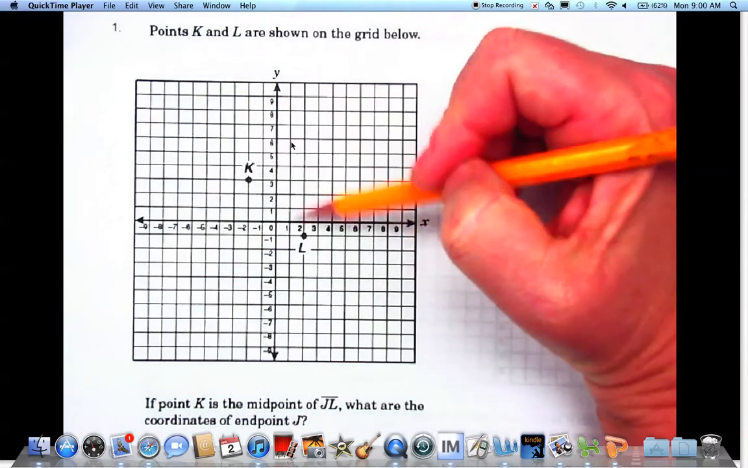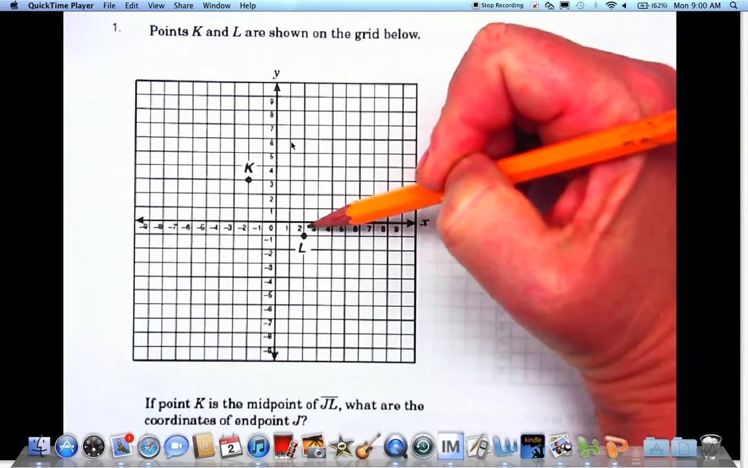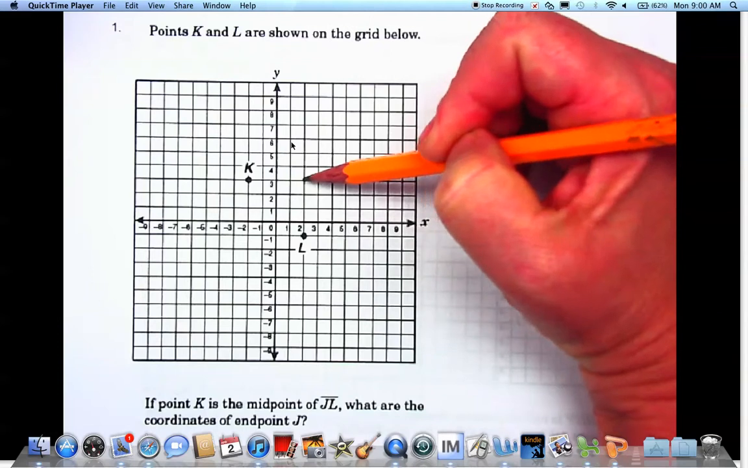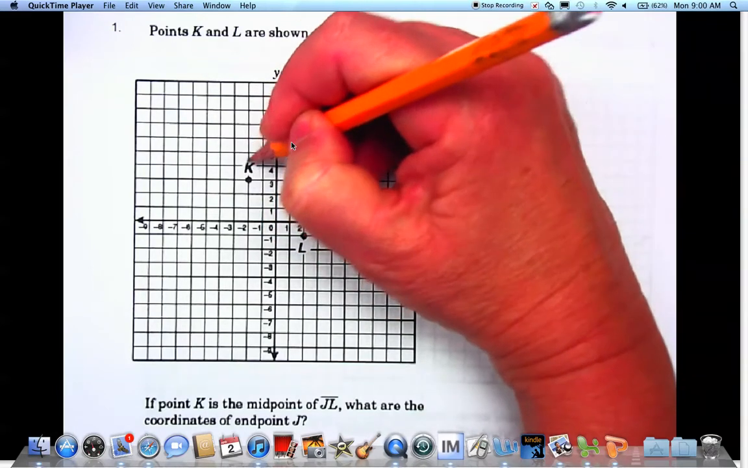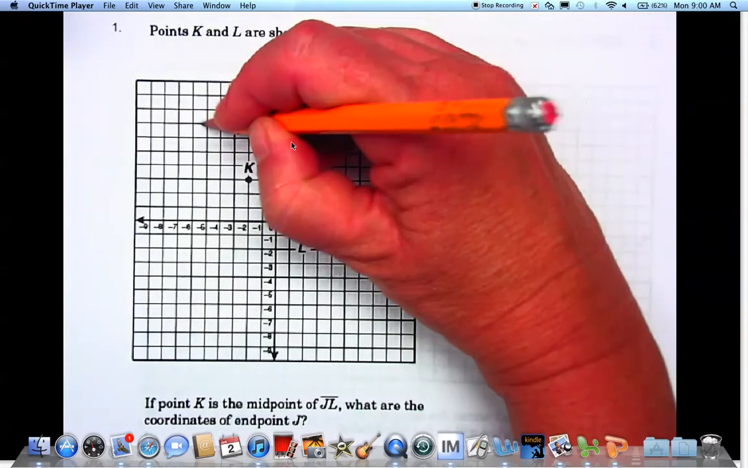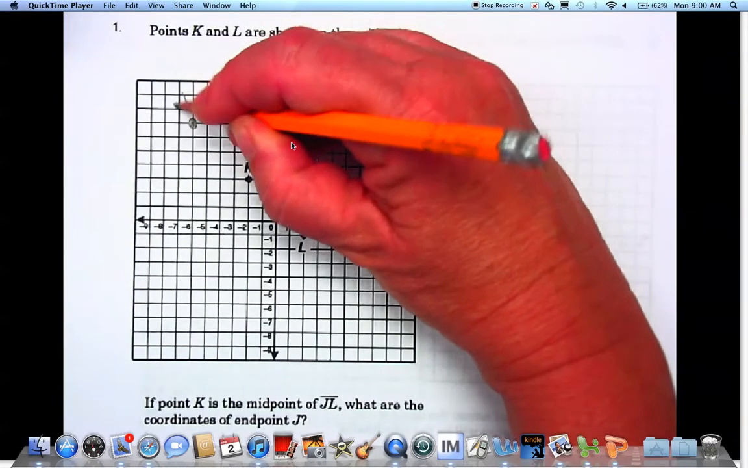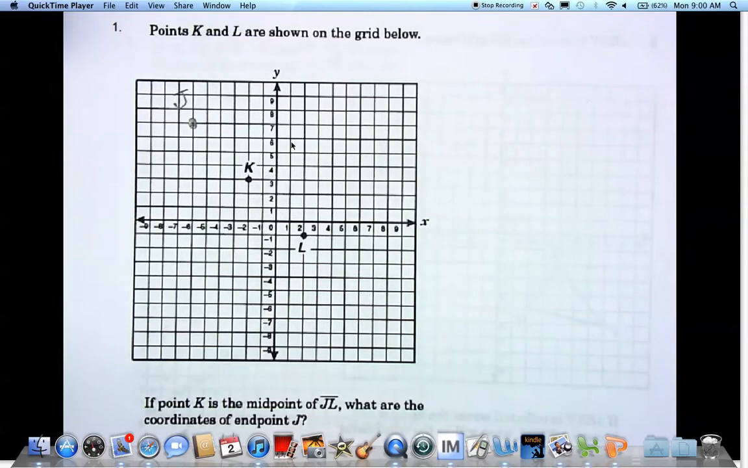Yep. Okay, and what did you say? Up 4. Okay, so you just count up from L, 1, 2, 3, 4, and over to K, 1, 2, 3, 4. So from K, we go 1, 2, 3, 4, and over 1, 2, 3, 4. And label that J. What point is that? Negative 6, 7. Yes.